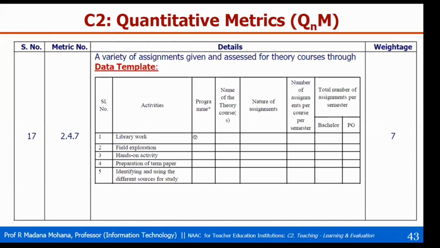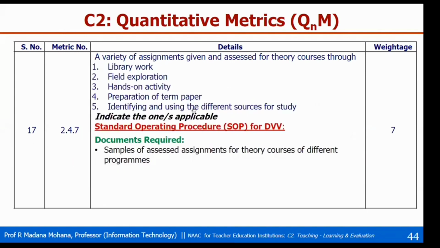Activity wise program, UG or PG. Name of the theory course, we have to mention, nature of assignment, number of assignments per course per semester, total number of assignments per semester for bachelor course, postgraduate course. This is the template. Then supporting documents required for this. As for SOP, samples of assessed assignments for theory courses of different programs. Sample assessed, corrected, evaluated assignments you can keep with you.